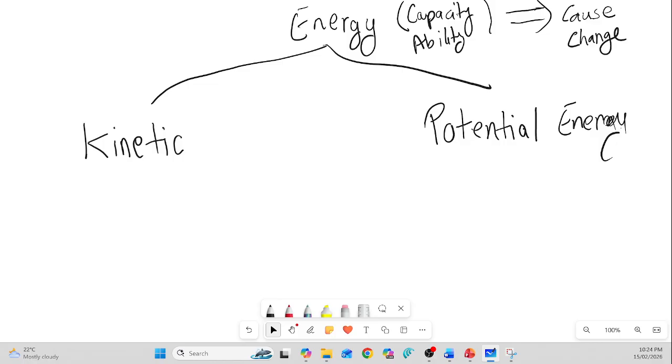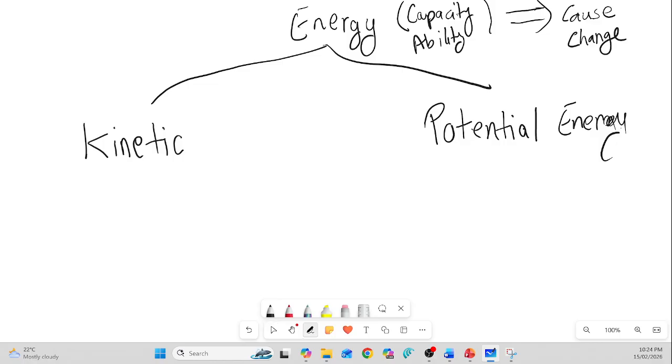To understand with an example, let's say you are on your bicycle and it's moving, right? The change you can see is the bicycle moving, which is you pushing the pedals, causing a change, that is the movement of the bicycle. That is because of energy. It's the ability of an object to cause change.